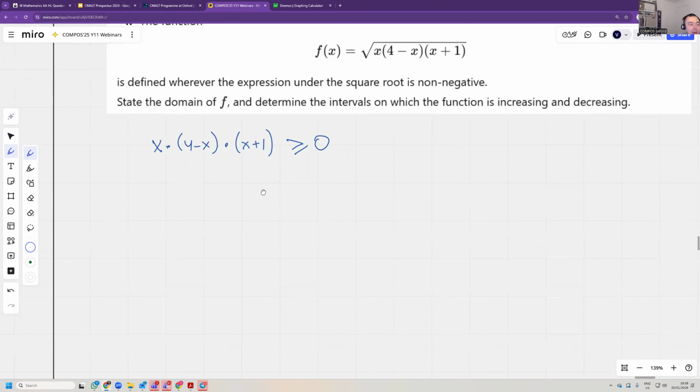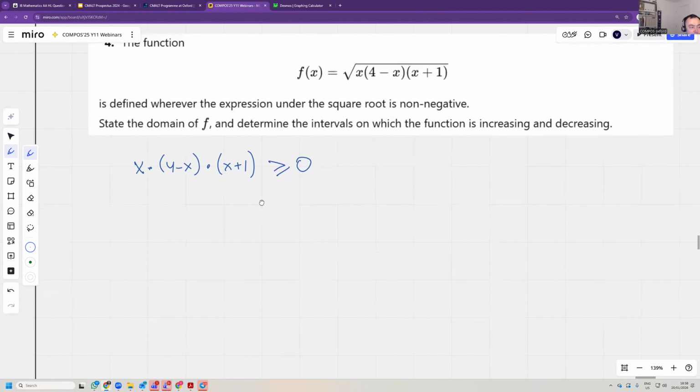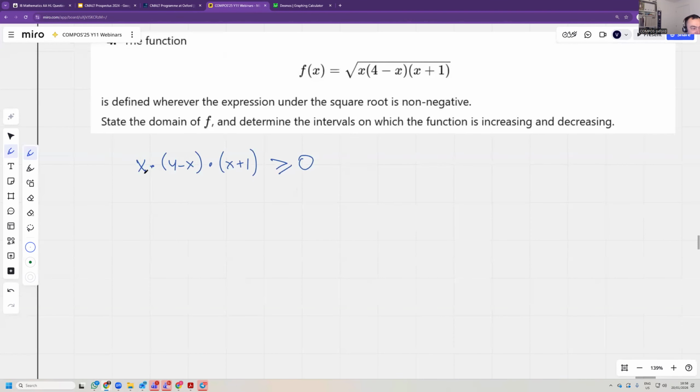Well, we have three numbers, and they can all be positive or negative. So in order for this to be positive, either they all have to be positive, so x greater or equal to 0, 4 minus x greater or equal to 0, x plus 1 greater or equal to 0, right?